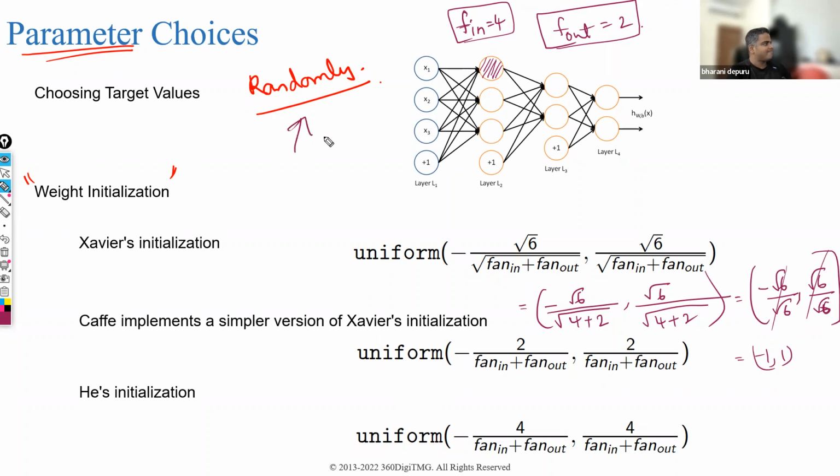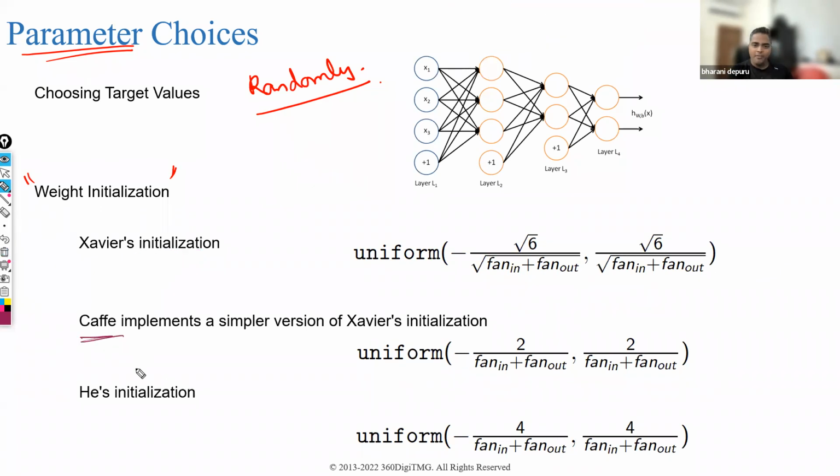One is randomly initializing the weights. When you choose weights randomly, you can choose any weights between minus infinity to plus infinity. Any weights. However, when we use Xavier initialization, the weights get initialized from the range of minus 1 to plus 1.